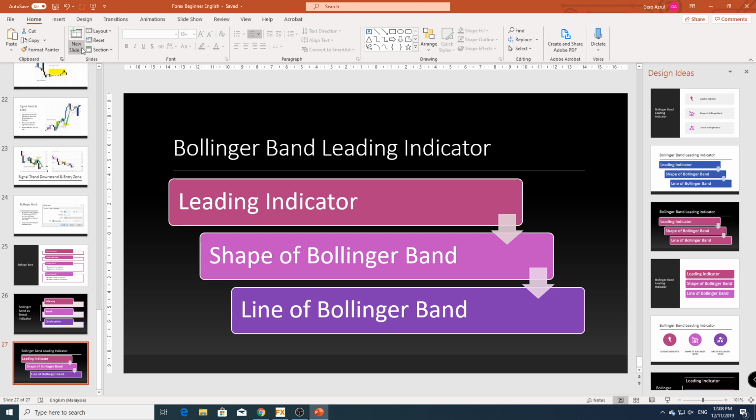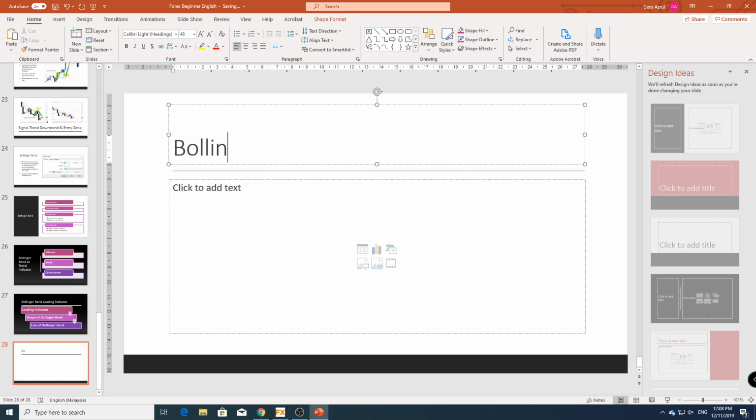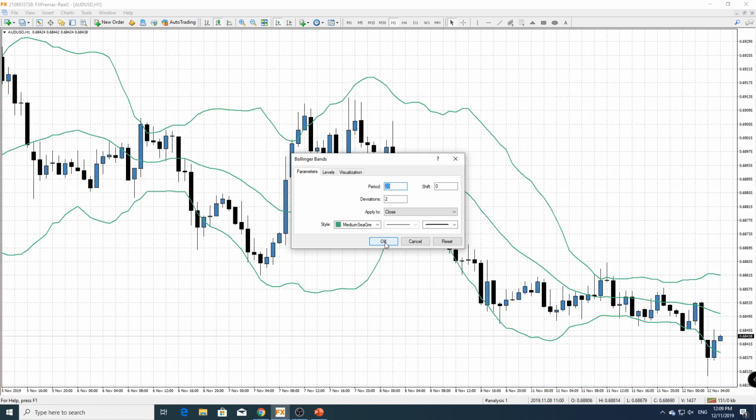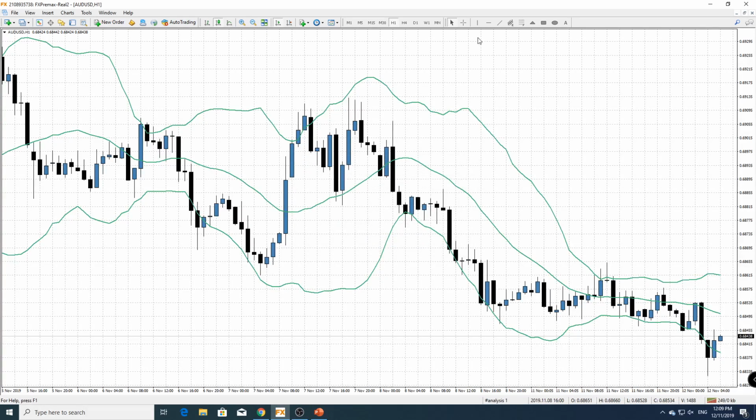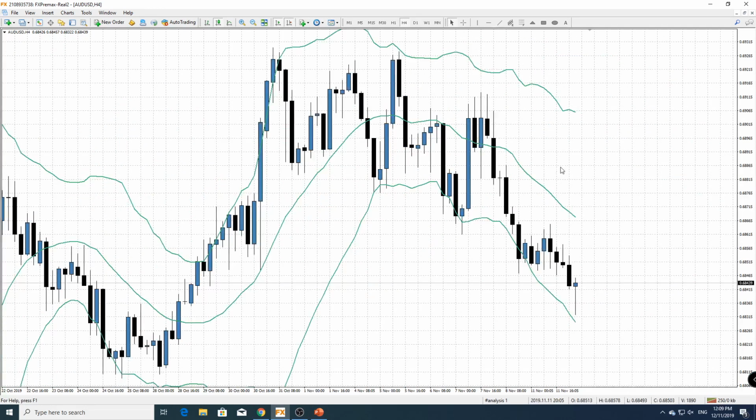Okay, now we're going to go to basically the physical of the Bollinger Bands, right? The physical of the Bollinger Band. What I mean by the physical of the Bollinger Band is... okay, I'm going to show you this. When you click OK, then you see we have it like this. Okay, you can see we have it like this, right? So you have three lines here.